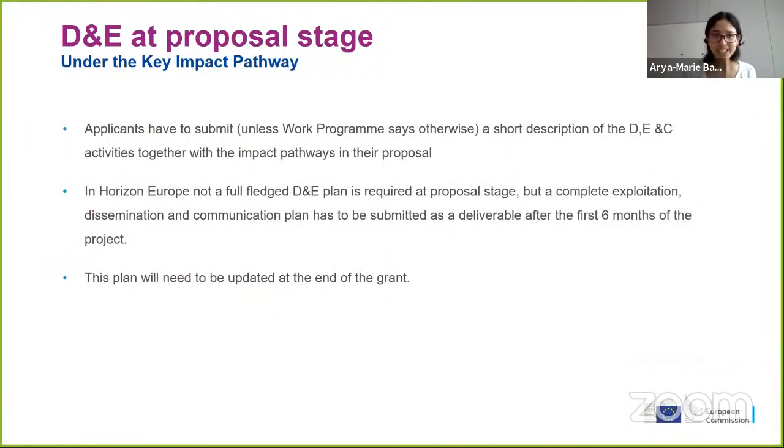So at the proposal stage, it is under the key impact pathway, as I said, and the applicants have to submit a short, it's only 5 pages, D&E plan. So what is the main outline, what do you want to achieve, and you will go into further detail 6 months after in a detailed deliverable. And we also want you to update this plan. Of course, it depends on the duration of the grant. If it's just a 2-year or 1-year grant, you just update it towards the end. If it's a 4-year grant, you need to update it in the middle and at the end. And of course, if anything significant happens during your grant, then please update it.